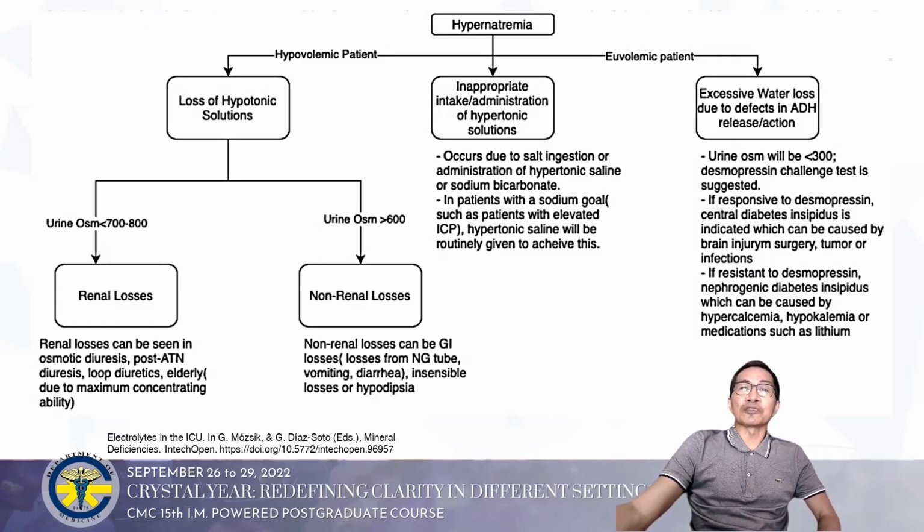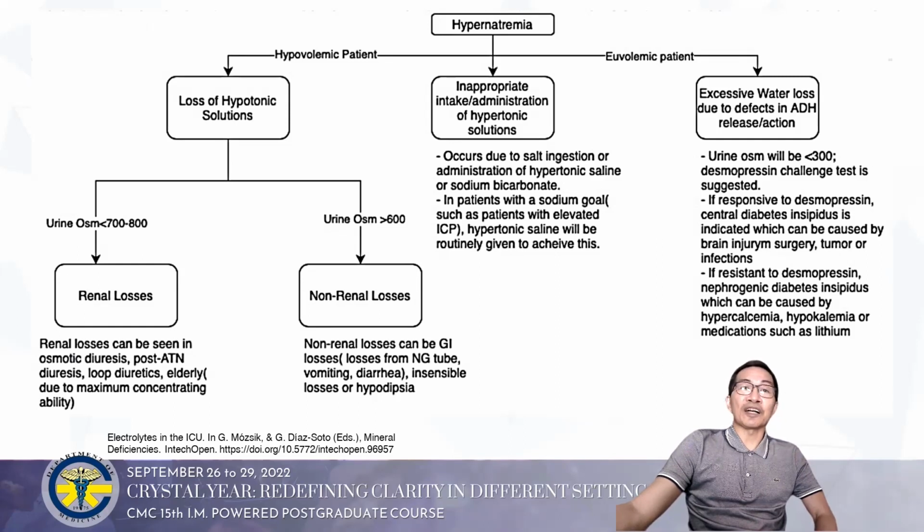You usually see this in patients with diabetes insipidus, whether central or nephrogenic. On the other hand, you may also have inappropriate intake or administration of hypertonic solutions. This occurs due to salt ingestion, administration of hypertonic saline or sodium bicarbonate. In patients with a sodium goal, such as those with elevated ICP or increased intracranial pressure, the hypertonic saline will be routinely given to achieve this.